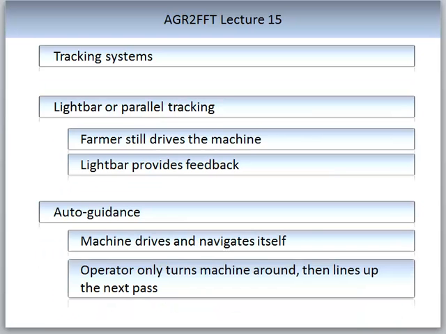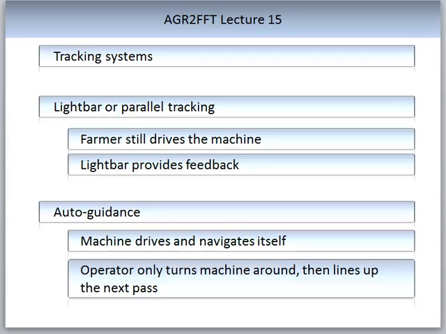Tracking systems are a very important component of the technology required in precision agriculture. There are two types to look out for: light bar or parallel tracking. This is where the farmer still drives the machine. Light bar will provide GPS data feedback, i.e. where are you in the paddock.